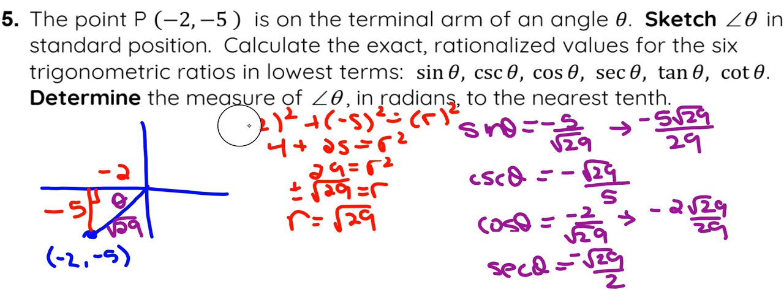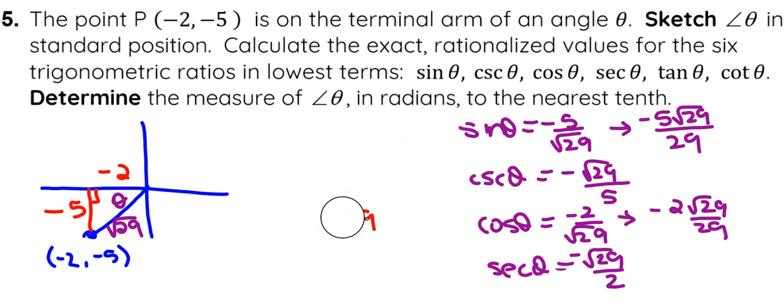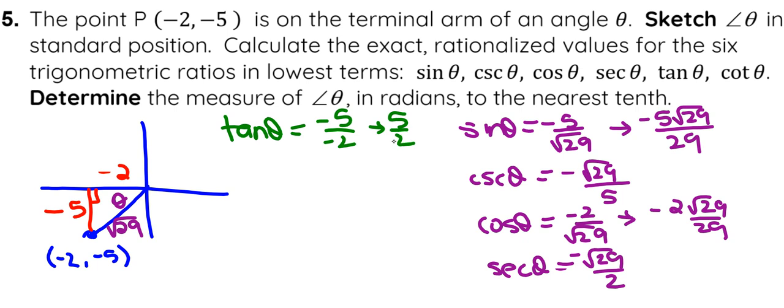So let me give myself a little bit of room here. So tangent is y over x, or opposite over adjacent if you prefer. So tangent is going to be -5 over -2, which in lowest terms is 5 over 2. And cotangent is going to be the reciprocal of that. So just take 5 over 2, flip it, and you get 2 over 5. Now, the last thing you want to do is find the angle in radians.